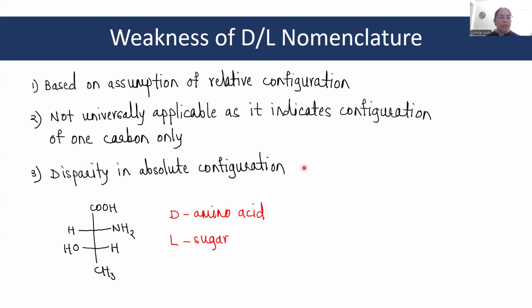All these weaknesses led to development of a more robust nomenclature method, and that is the RS system of nomenclature. In the next lecture, we will see the RS system of nomenclature.